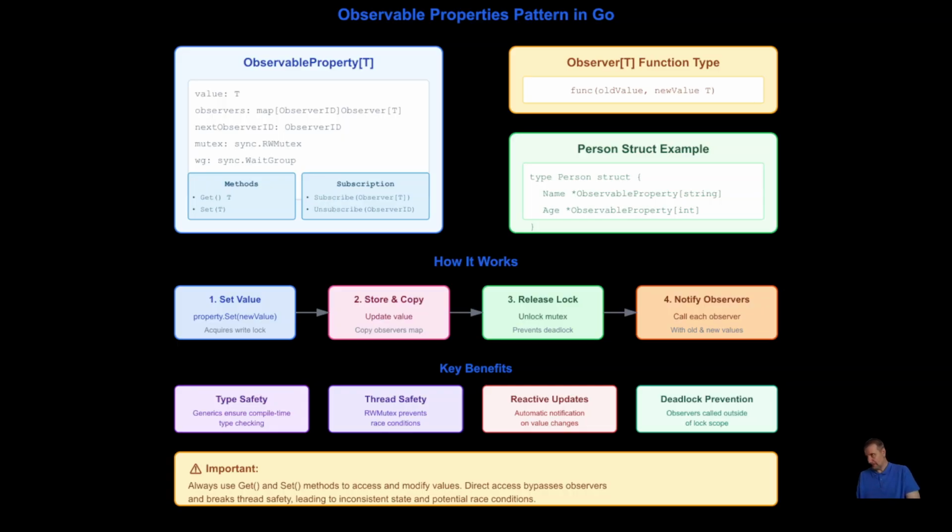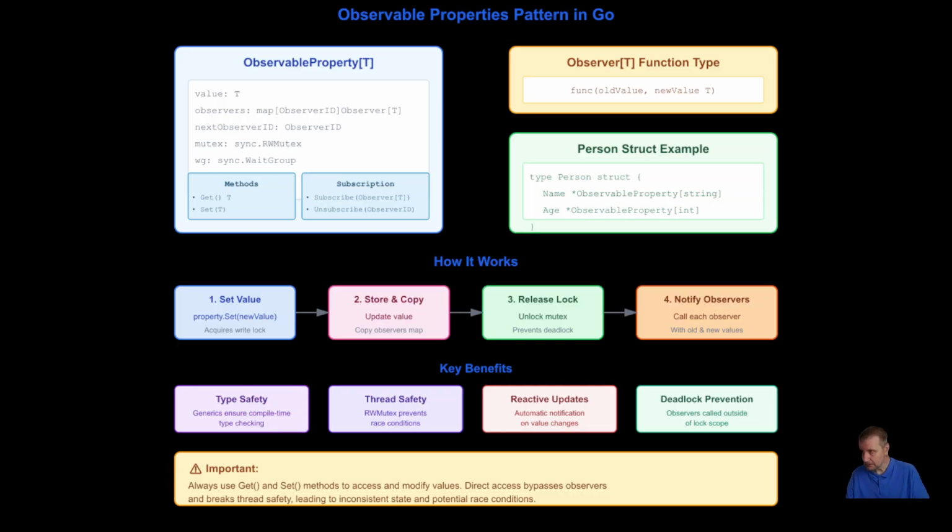The next thing I want to discuss from this slide is the person struct. We're going to have an example of a person that has a name and an age, and it has an observable property of string and an observable property of int. That's it. The rest of the slide I shall include in a GitHub repository, which is linked below, with more explanation and the advantages, etc.